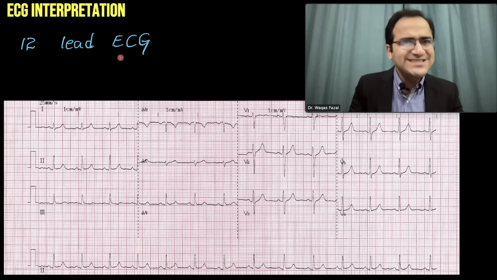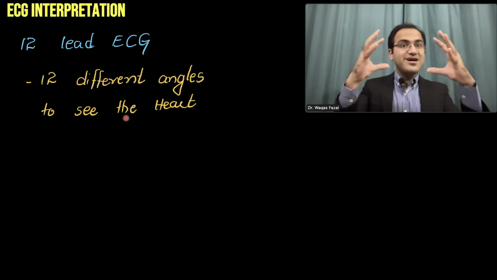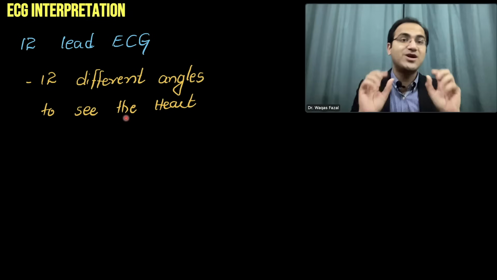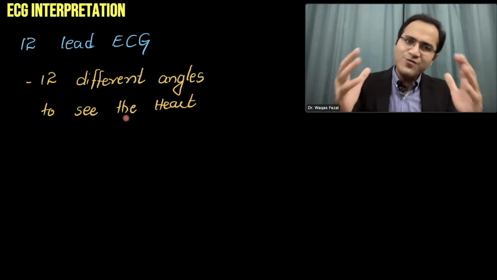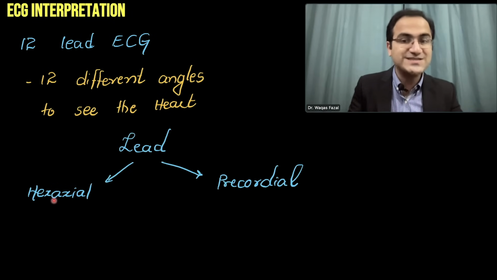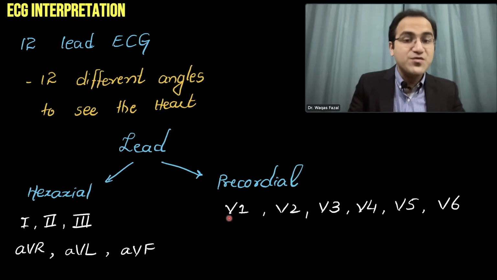What does 12-lead ECG mean? 12-lead ECG means that we are capturing the activity of the heart from 12 different angles. We are looking at the heart's electrical activity from 12 different angles. That is called a 12-lead ECG. Now, where do these 12 leads come from? These leads are basically divided into hexaxial leads and precordial leads. Hexaxial leads include lead 1, 2, 3, AVR, AVL, AVF. Precordial leads include V1, V2, V3, V4, V5, V6.